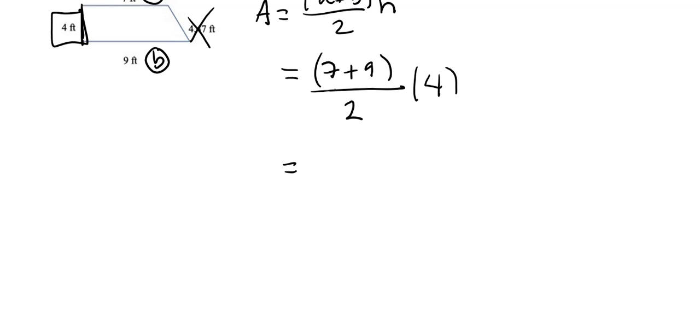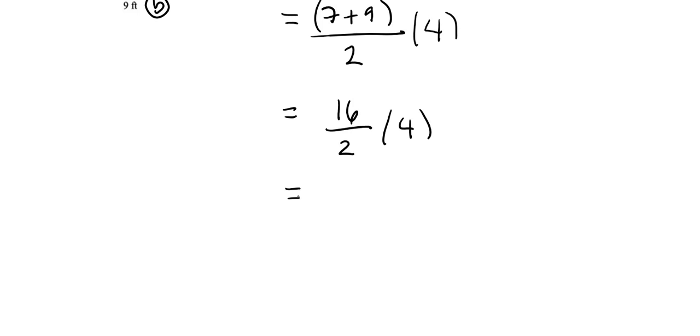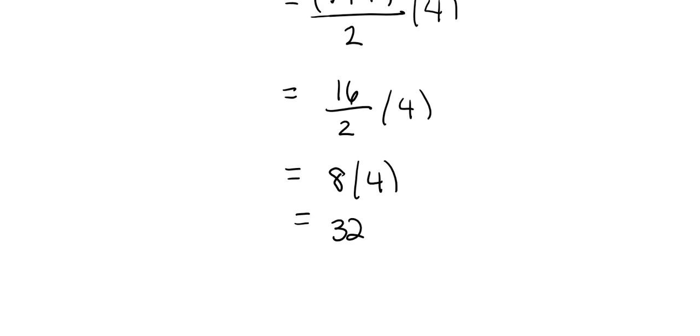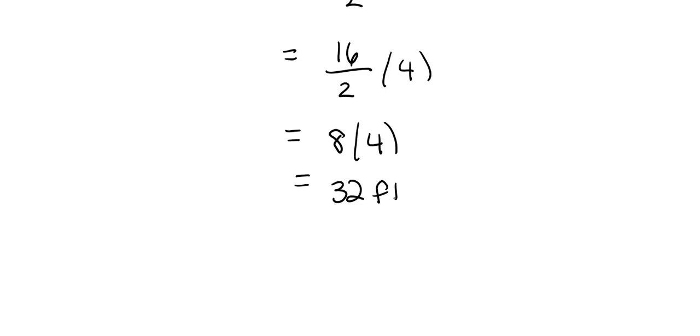So in order to solve, we go 7 plus 9. So that's 16 divided by 2 times 4. So 16 divided by 2, we could get our calculators out, but we can just do this in our heads. That's 8, and then times 4. Well, 8 times 4 is 32. And then our units are feet squared, because this is area. And so that would be our solution.